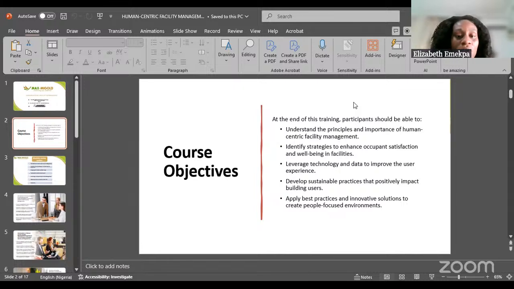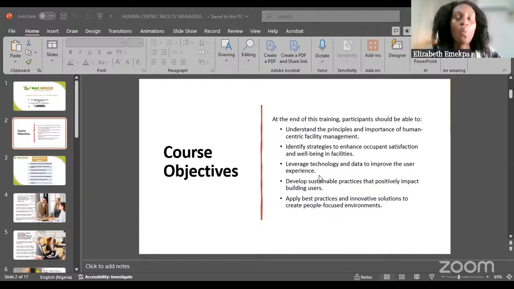At the end of this class, we should be able to understand the different strategies, identify the strategies to enhance occupant satisfaction and their well-being in your facilities. Why are you there? What makes you a facility manager? The particular space you are managing, why is it important that the occupants are the focus there? We're going to also talk about that.